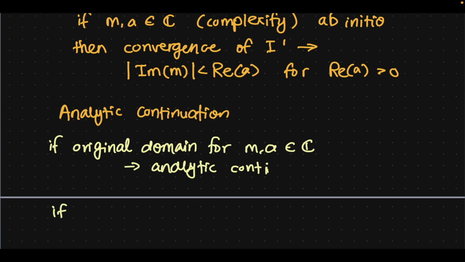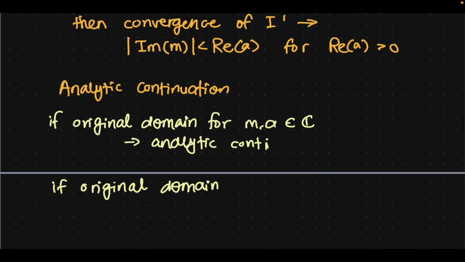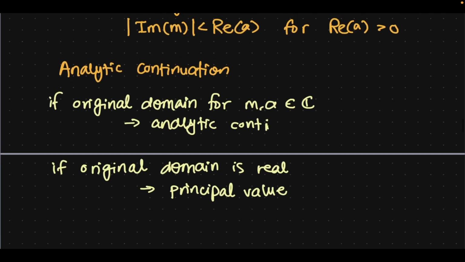Otherwise, if the original domain is real, you would probably call this principal value, Cauchy principal value, or just principal value. That's basically the same idea as if there's a pole here and you're only working on the real line, you can basically complexify a little bit in that neighborhood and jump over that.